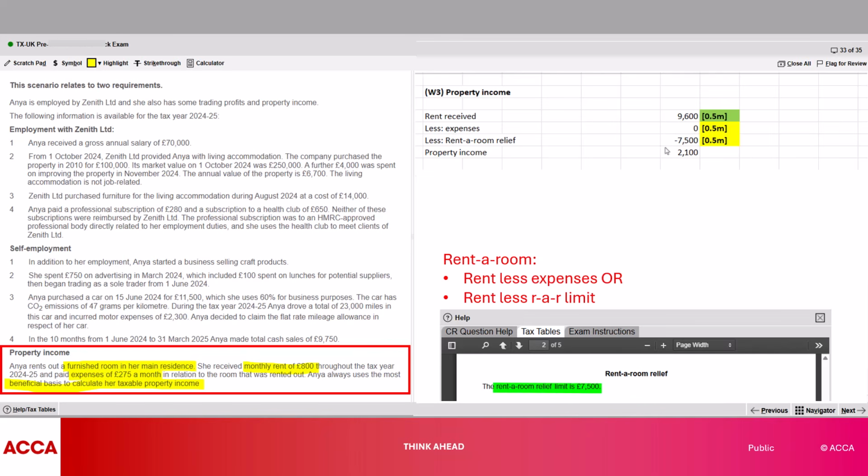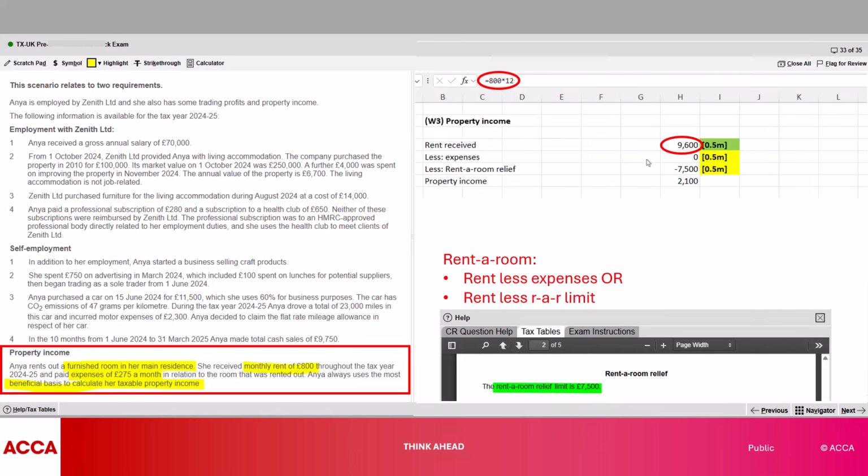Now you'll notice here that I haven't actually shown any workings. So for the rent received, I've just put in the number. And that's something that you need to make sure that you do. You either show a working in a bracket, or, as I've done here, where you've calculated something in a cell, just make sure that you use a formula to do that. So I've got equals 800 times 12, which is for 12 months rent. And the marker will be able to see the formulae inside the cells. Obviously, markers are human, so they don't really want to be having to look inside every single cell to try and work out what you've done.